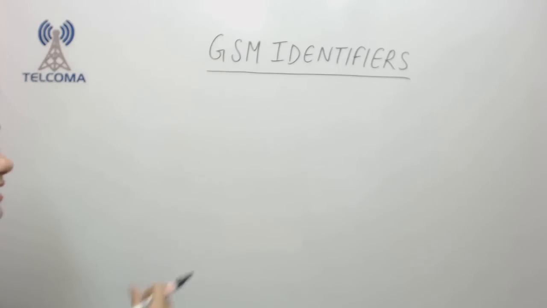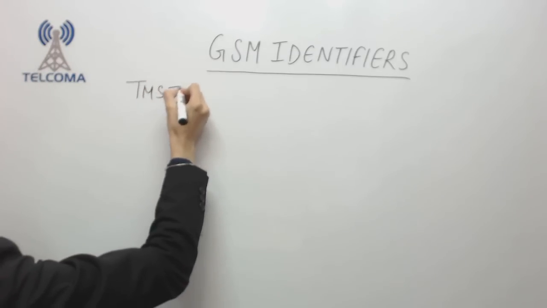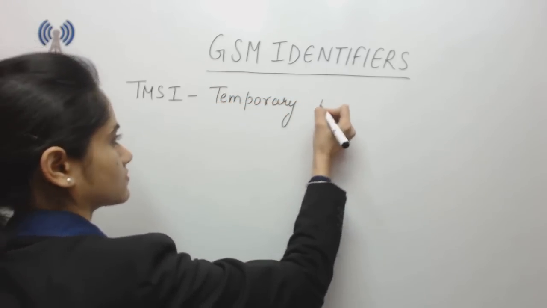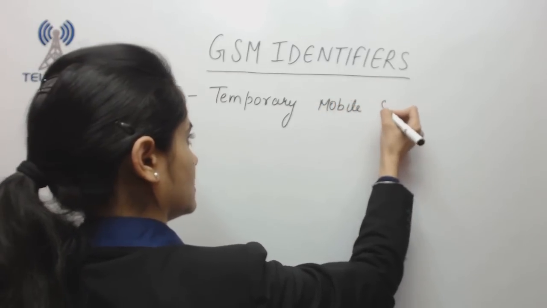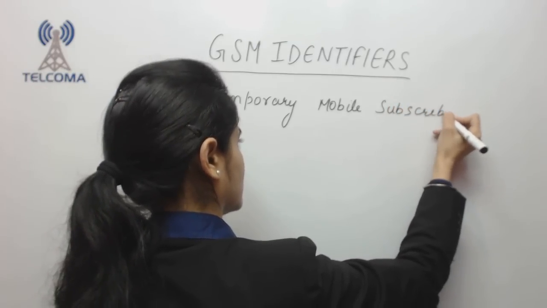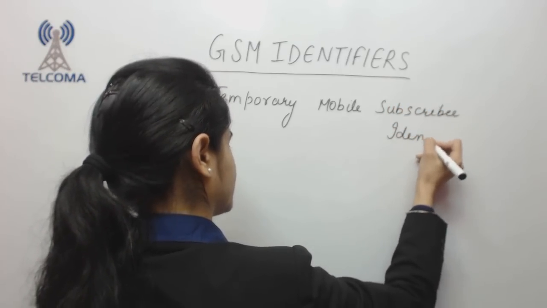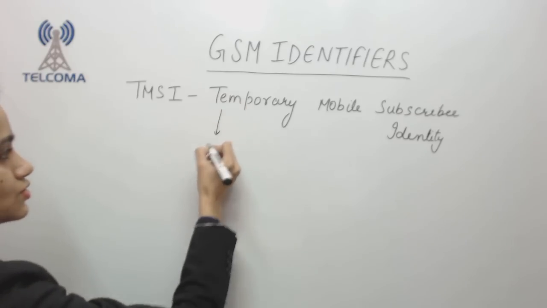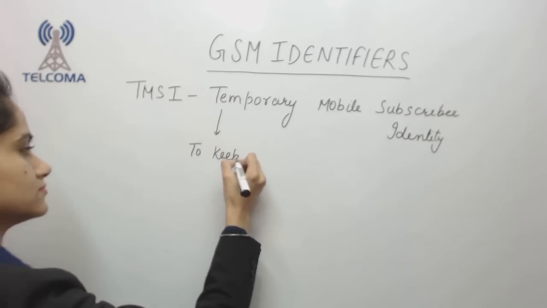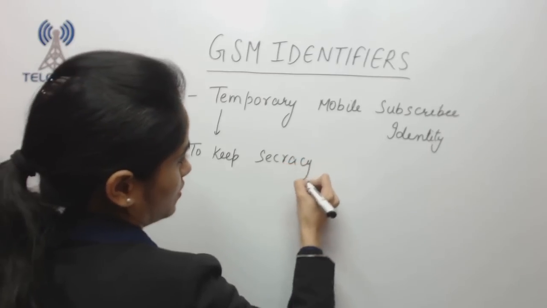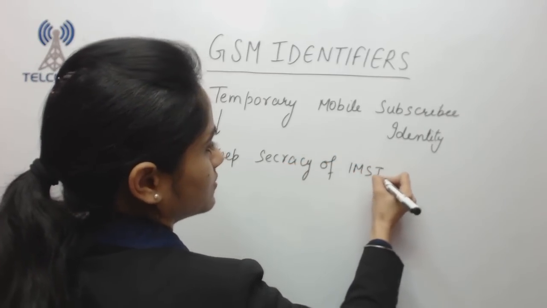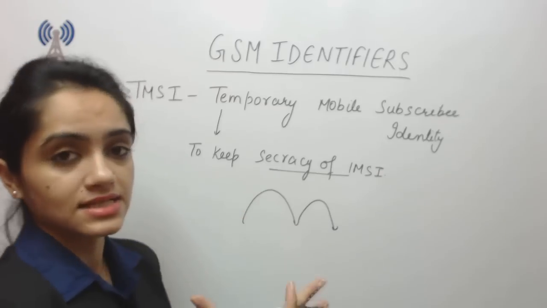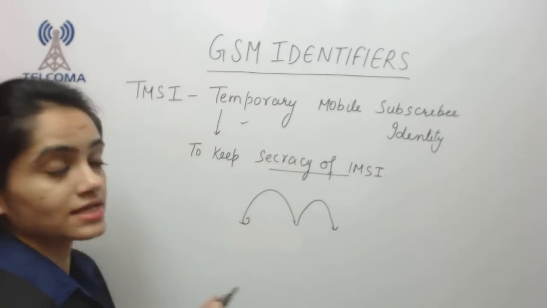So MSISDN and IMSI. Now we have next TMSI. TMSI stands for Temporary Mobile Subscriber Identity. Now this number is used to keep the secrecy of IMSI, because when a user is moving from one cell to another cell, we have to keep the secrecy of IMSI. So the IMSI will be changed to a TMSI number.